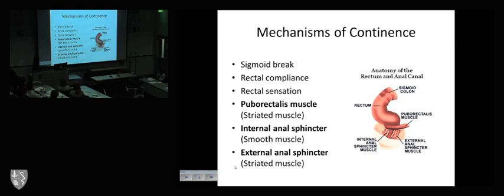And then the muscles down in the pelvic floor, you have the puborectalis, which is here, which is a striated muscle. The internal sphincter, which sits up here, that's smooth muscle, and then the external sphincter, which is striated muscle. So during rest, when you're not having a bowel movement or you're not squeezing the sphincter, 80% of the sphincter tone is made up by the internal sphincter.